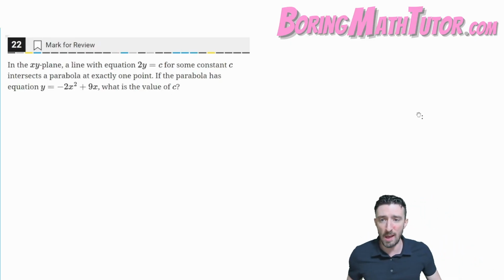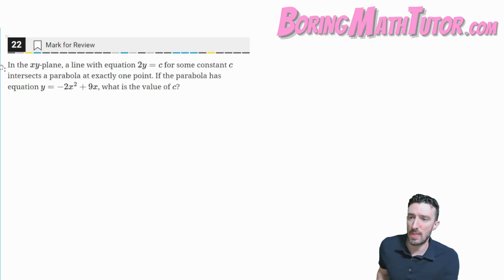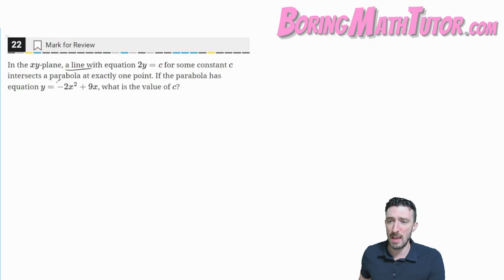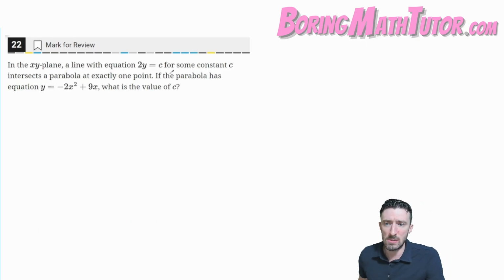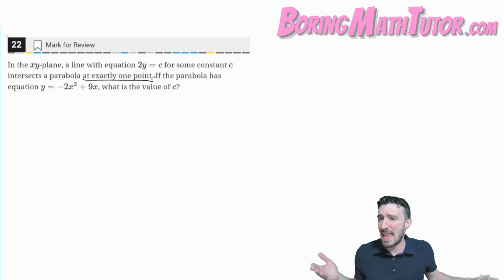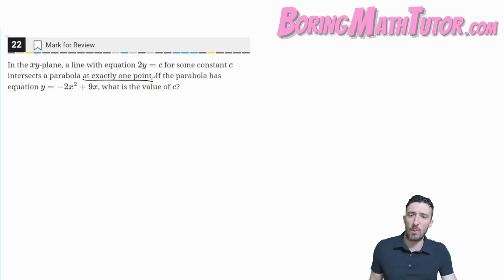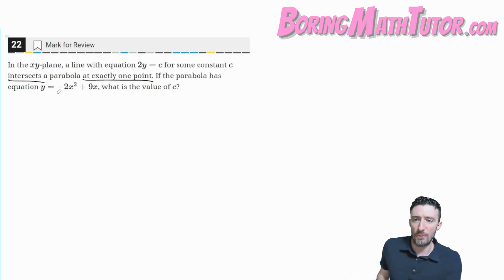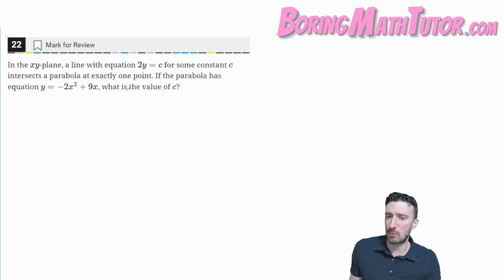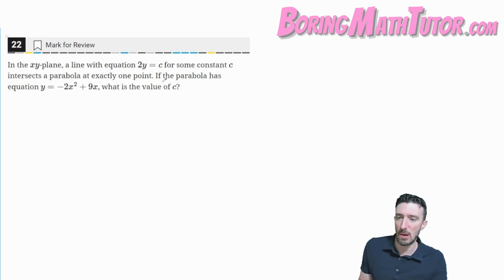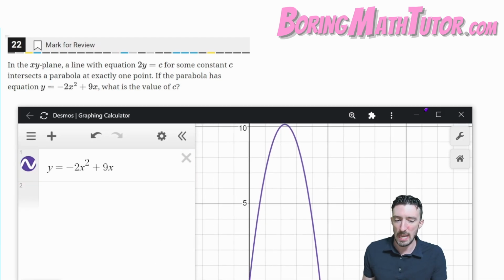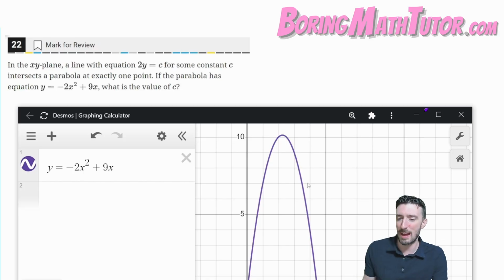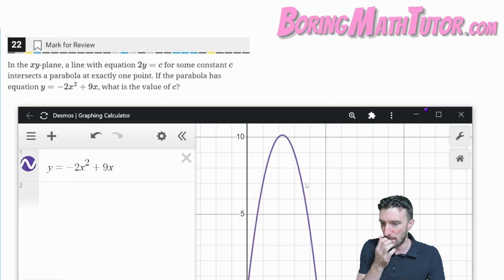Anyway, last problem here. And they are talking about a line. They're talking about parabolas. And they're saying that they intersected exactly 1 point. Okay, so if the parabola has that equation, what is the value of c? Okay, so first thing I'm going to do is just go to Desmos, get an idea of what's going on here. I got myself a parabola.